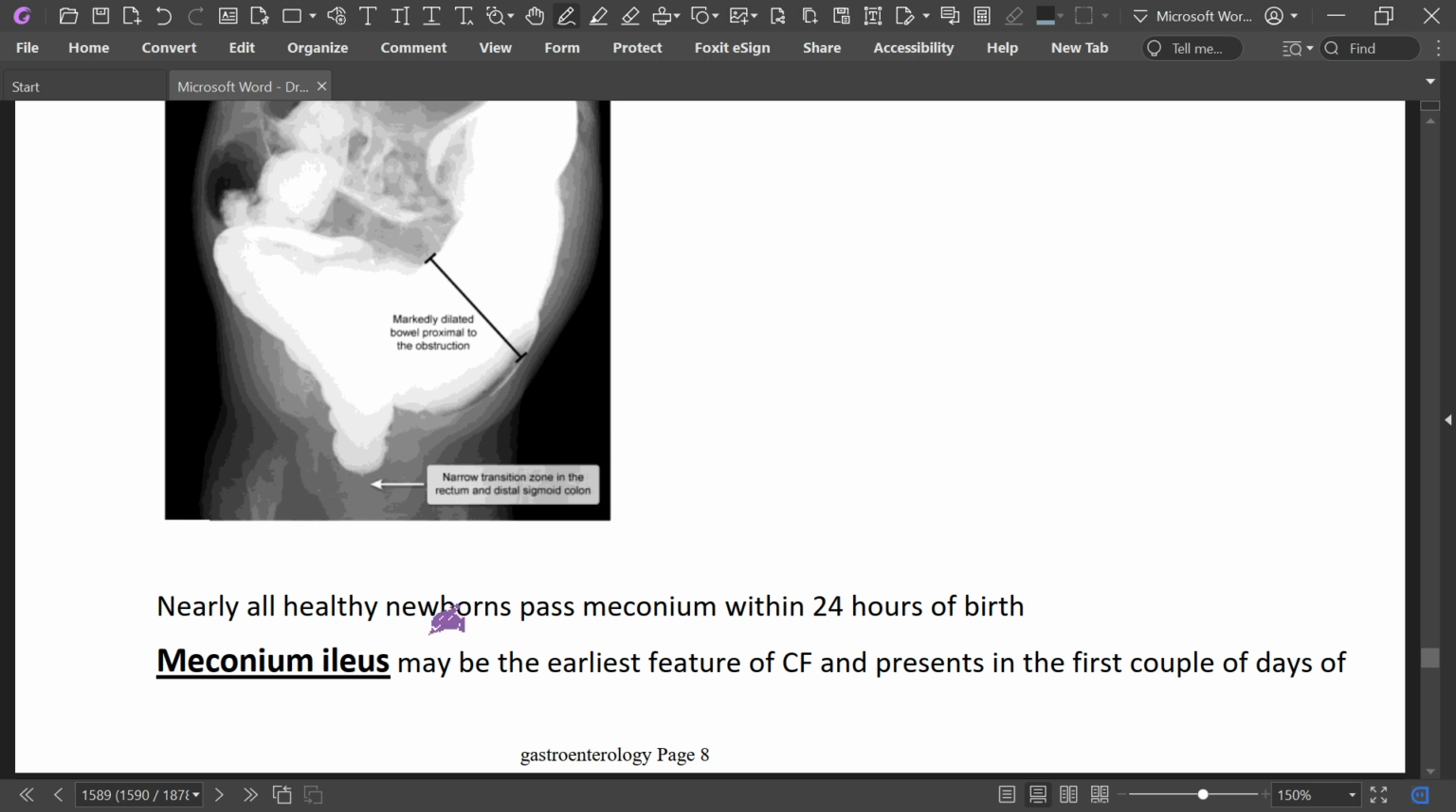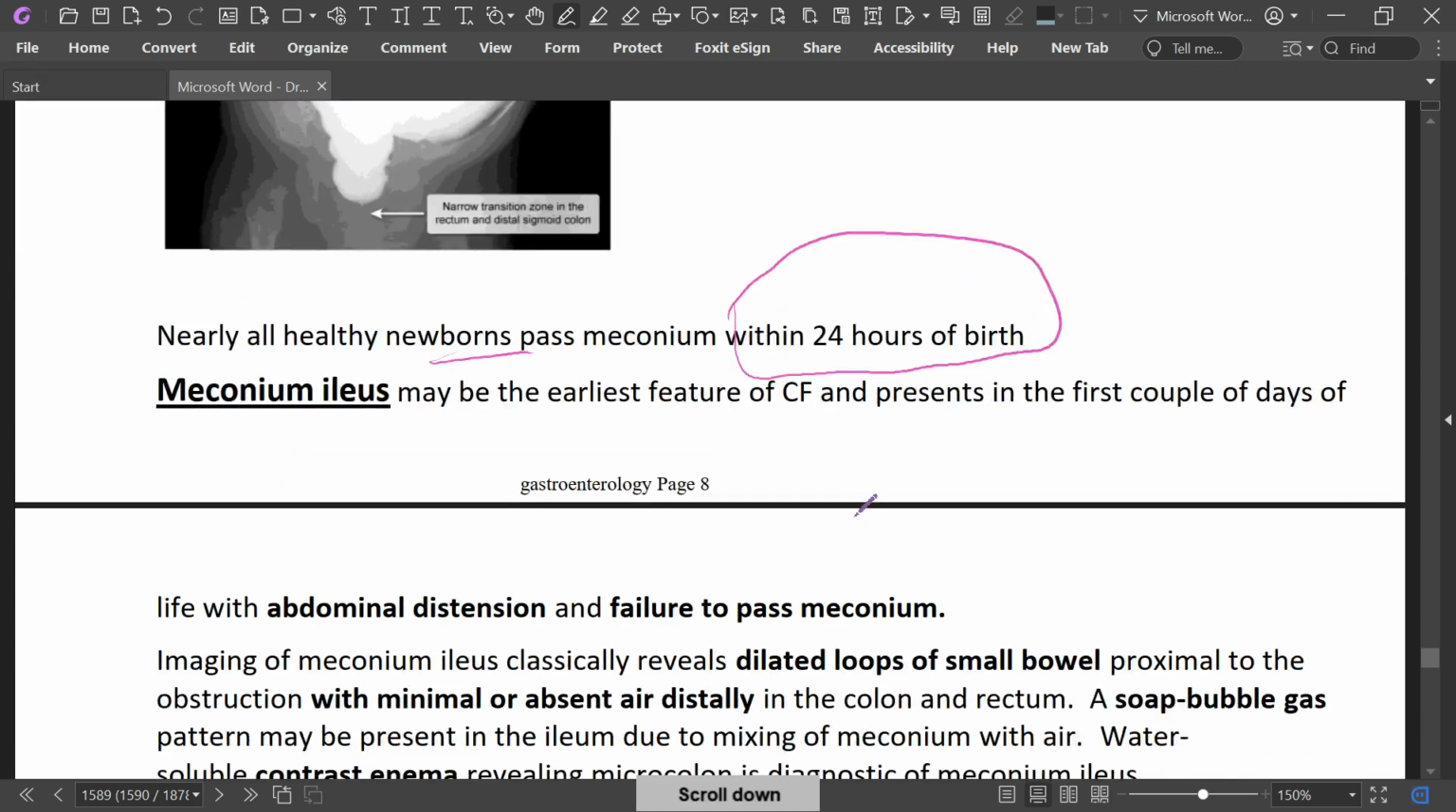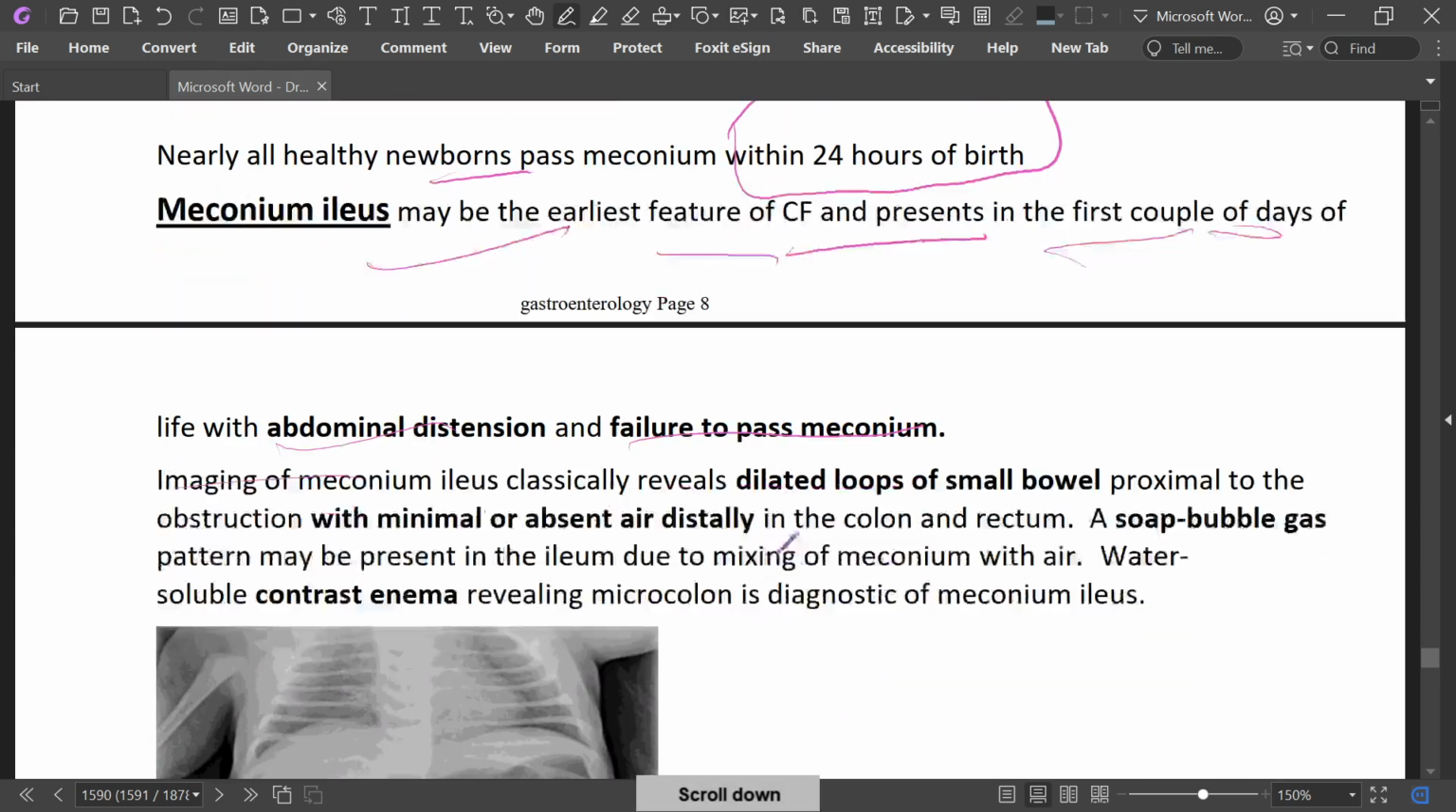Nearly all healthy newborns pass meconium within 24 hours of birth. If unable to pass meconium within 24 hours of birth, think about some sort of problem. Meconium ileus is one of the earliest features of cystic fibrosis, presenting in the first couple of days of life with abdominal distension and failure to pass meconium.